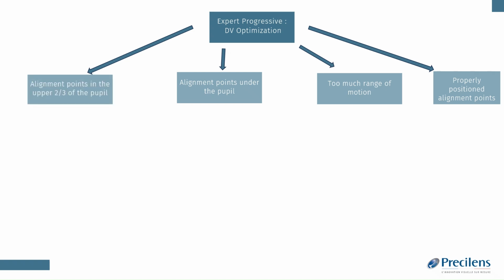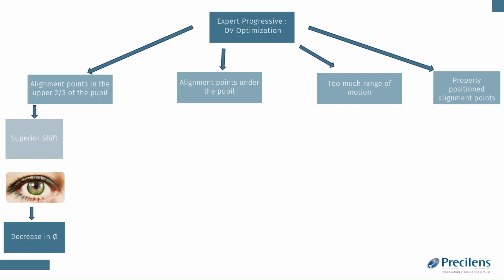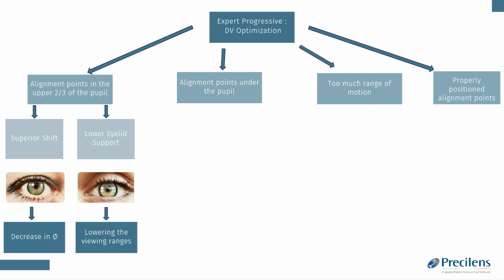If the alignment points are positioned in the upper 2/3 of the pupil and the lens is off-center at the top, it is advisable to reduce the diameter in order to reduce the influence of the upper eyelid. On the other hand, if the lens rests on the lower eyelid and a reduction in diameter is not possible, the vision ranges should be lowered. For this modification, please contact Technical Assistance Team.